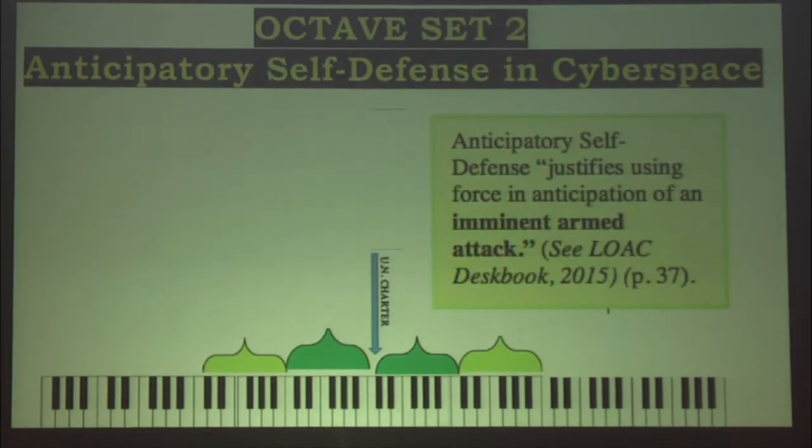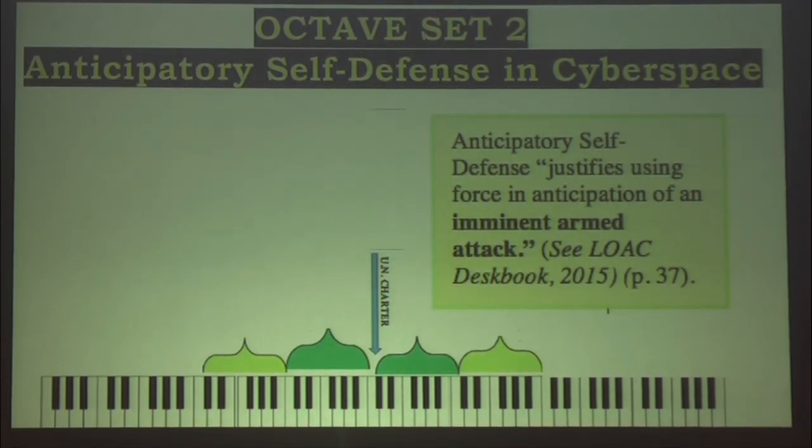Octave set two. You'll notice a pattern now as we go out on the keyboard, the different colors that will be represented. Now, this range depicts state action that's likely permissible when evaluating a need for anticipatory self-defense. Now, the key difference between a permissible act of anticipatory self-defense and an impermissible act of preventative self-defense lies in the victim state's ability to demonstrate a decision by the aggressor state to attack it.